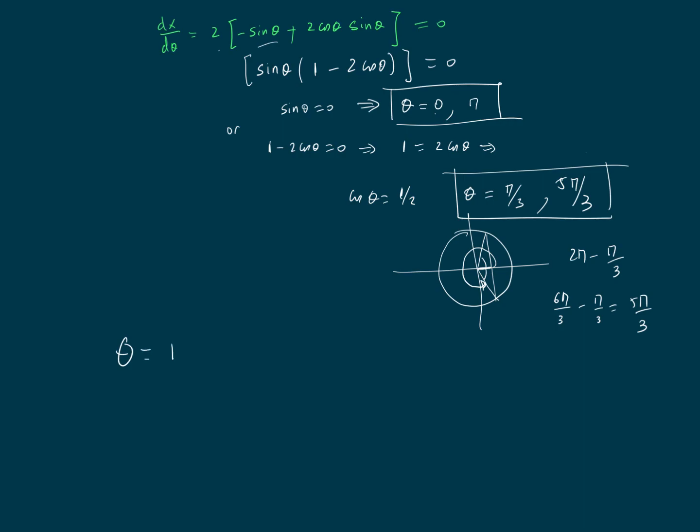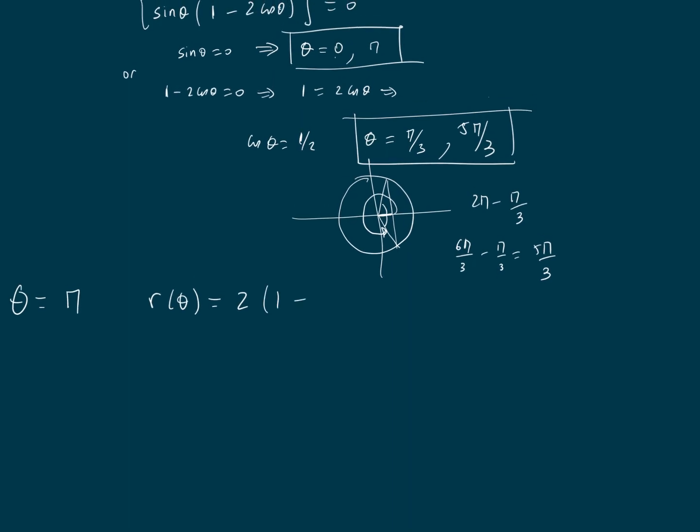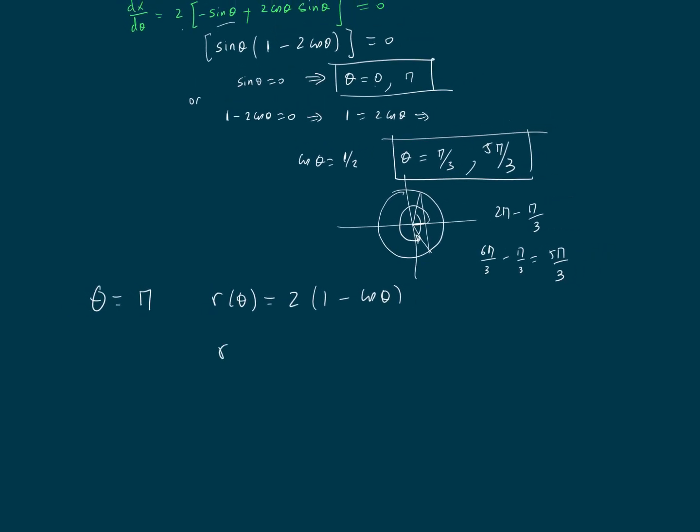So let's go find the points. For theta equal pi, because r of theta is 2 times 1 minus cosine of theta, r of pi will be 2 times 1 minus cosine of pi. Cosine of pi is minus 1, with this minus it is 1 plus 1, so it's 2 multiplied by 2, which is 4. So the first point is 4 comma pi.